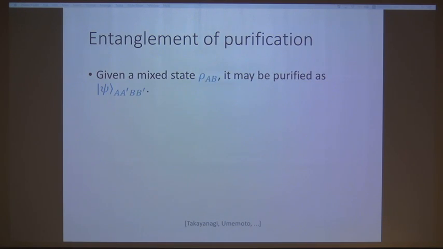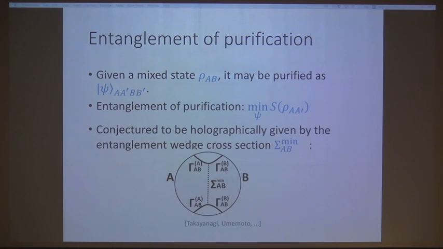Let me say something about entanglement of purification. Given a mixed state rho AB, it may be purified into some larger Hilbert space, AA prime, BB prime, and the entanglement of purification is determined as the minimum of the entropy of AA prime, minimizing over all possible choices of the purification. It has been conjectured to be holographically given by the entanglement wedge cross-section. So A and B are in a mixed state, and the entanglement wedge of the union is this bulk region, and the cross-section is the dotted line.